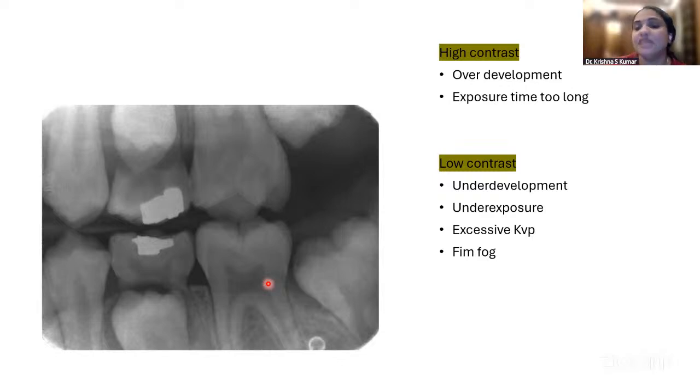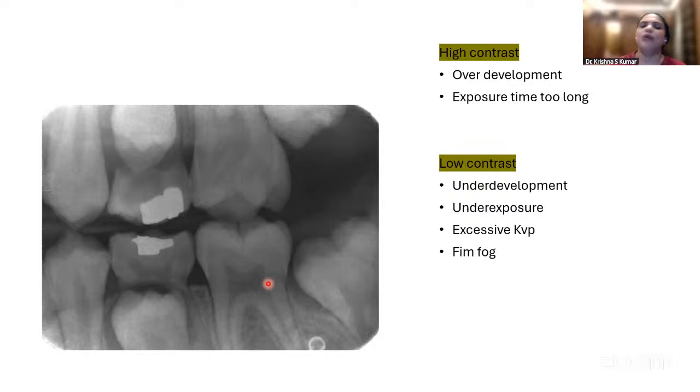And excessive KVP. What is the reason? When the KVP is very high, a large number of X-ray photons will penetrate the structures. So instead of photoelectric absorption, there is Compton scattering. The differential absorption between the soft tissues and the hard tissues will not happen in such a case. There is increased penetration of the X-ray photons, and that will also result in low contrast.